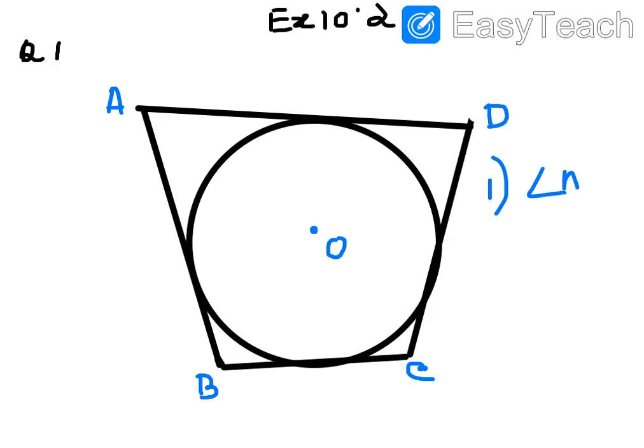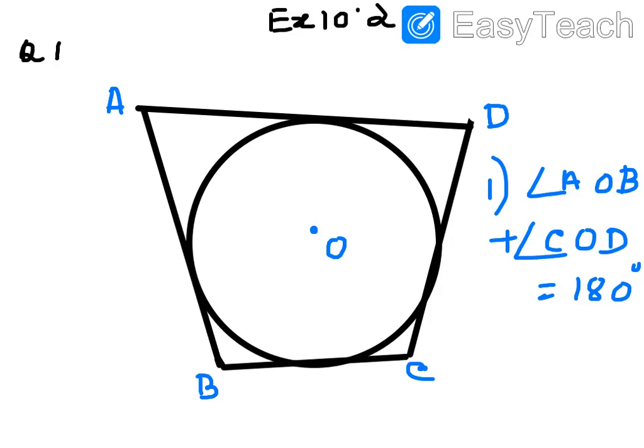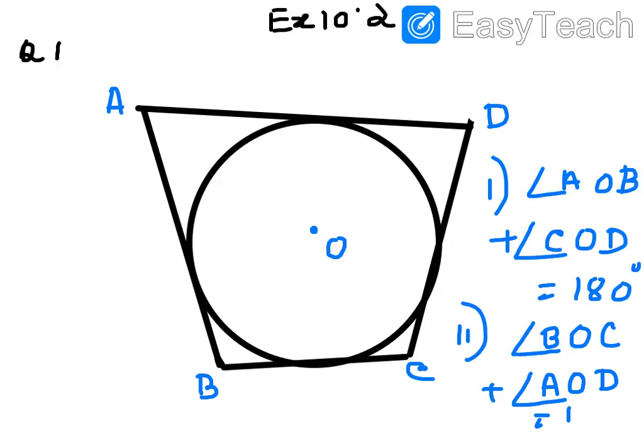Angle AOB plus angle COD, and angle BOC plus angle AOD is equal to 180 degrees. That is this angle.